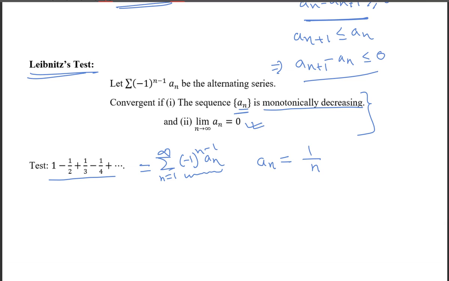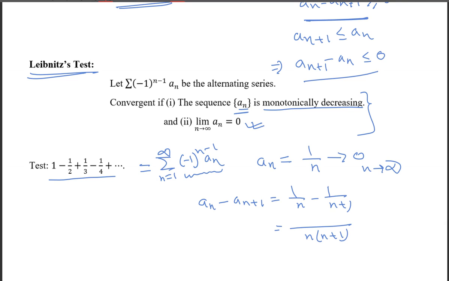Now the second condition of the Leibniz test: you can always check first that a_n tends to 0 as n tends to infinity. Now check whether it is monotonically decreasing or increasing. So find a_n minus a_(n+1). Calculate 1 by n minus 1 by n plus 1. That is equal to (n plus 1 minus n) over n into (n plus 1), that is 1 by n into (n plus 1).